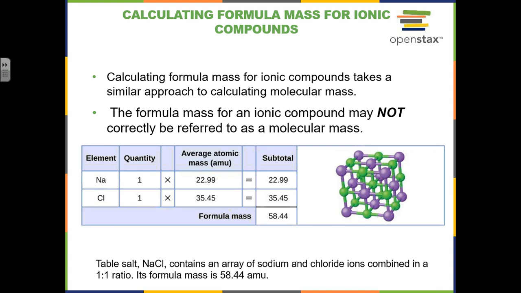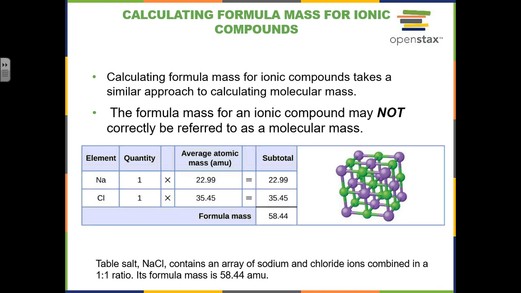In this case, we're tasked with finding the formula mass of sodium chloride, which is represented by the chemical formula NaCl. Because it's NaCl, we know that we have 1 atom of Na and 1 atom of Cl. We're going to represent each of those quantities by their respective average atomic mass, which is the number you can obtain using the periodic table.